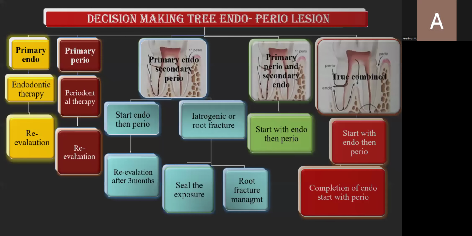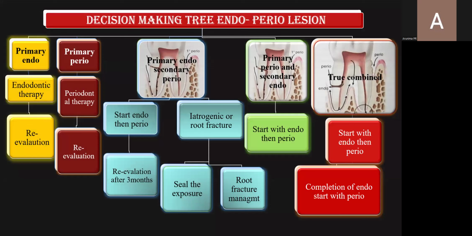So this is yet another beautiful slide. Everybody can have a quick review. That is, decision making tree for perio-endo lesions. So what is it? It is a primary endo, as I mentioned before. Do endodontic therapy and go for reevaluation. If it is a primary perio, give periodontal therapy. Then you go for a reevaluation.